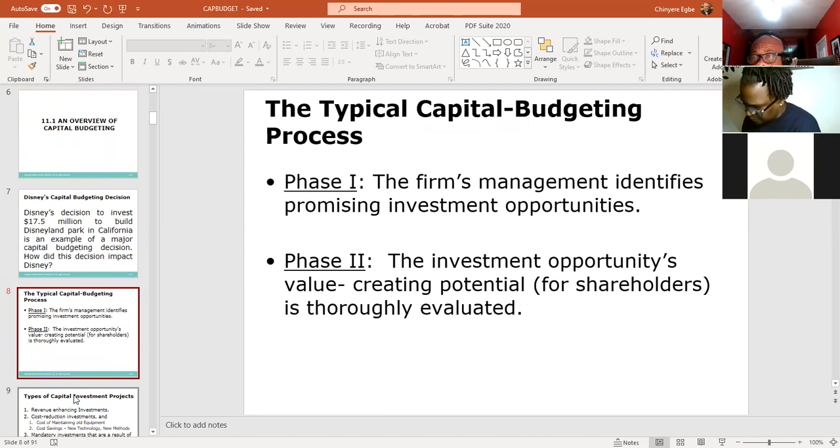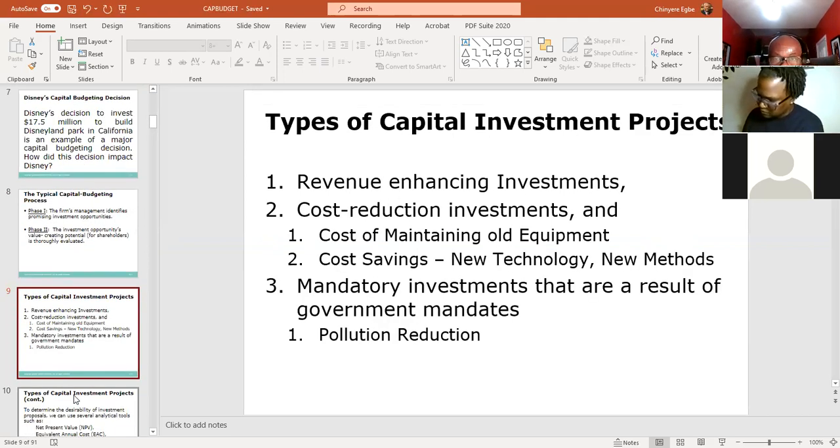It could be to replace an equipment that is already old. It could actually even be to make a choice between two different options of equipment or building or what have you. These are examples: revenue enhancing investments like a new market, cost reduction investments like maintaining some old equipment, cost savings for a new technology, a new method, okay?